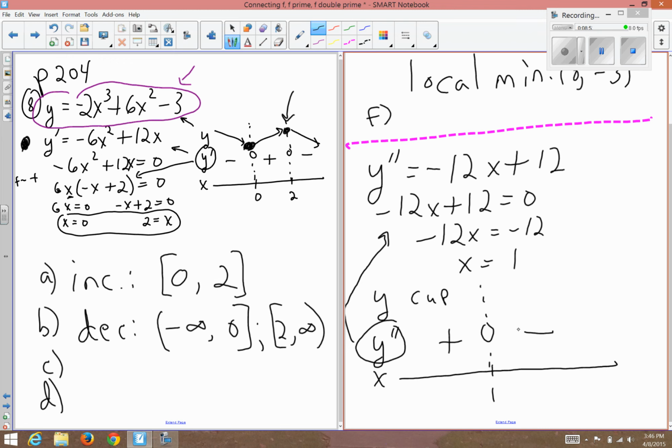When y double prime is negative, y is concave down. CDN, concave down. Second derivative negative, y is concave down.